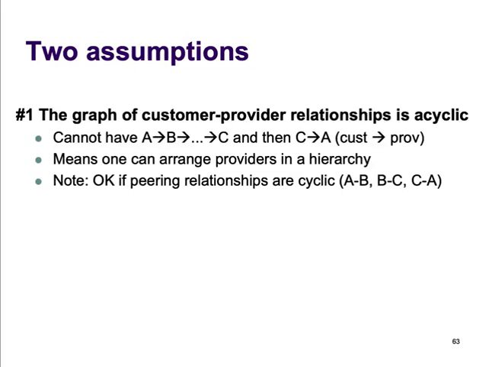They're actually key. The first assumption is that the graph of customer-provider relationships is acyclic. There are no cycles. That means I'll never have a situation where A is a customer of B, and B is a customer of C, and then C is again a customer of A. And if you think about what the implications of customer-provider are in the real world, that makes complete sense. This would be saying Berkeley is a customer of Sonic, and Sonic is a customer of AT&T, and now AT&T is a customer of Berkeley. That should not make sense.